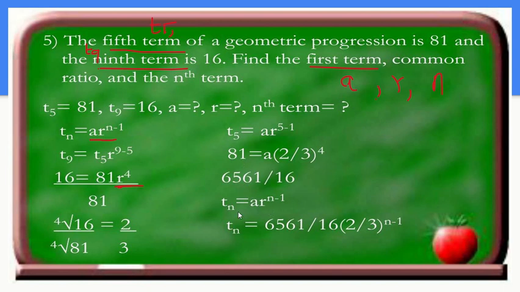Now what is Tn? Tn is nothing but AR power n minus 1. What is A? We got it over here. A equal to 6561 divided by 16. What is that? 2 by 3 the whole power n minus 1.